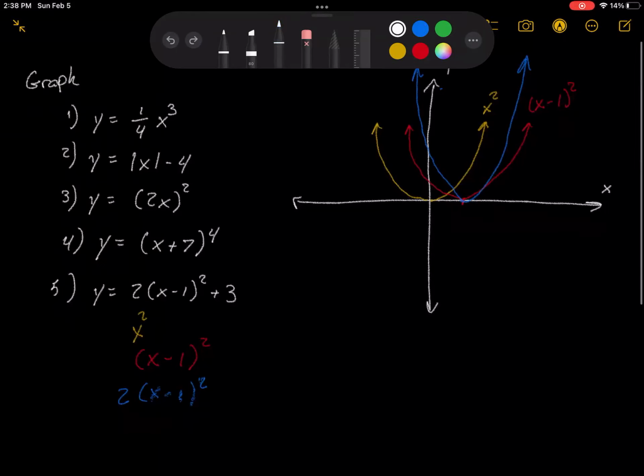All right, and now let's switch to a different color. Let's go with green for the last step. The last step is to take this blue function, 2 times x minus 1 squared, and then to add 3. So I'm going to take that blue function, and I'm just going to add 3 to all of its values. Adding something on the outside of a function just shifts you that direction. So now I go up 3 units. 1, 2, 3.